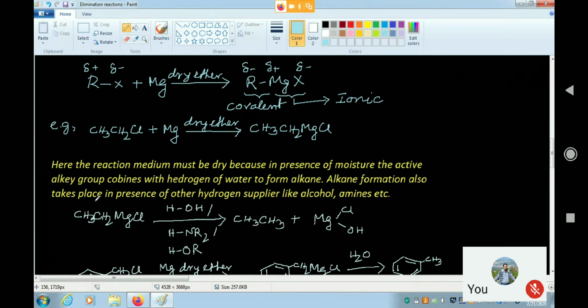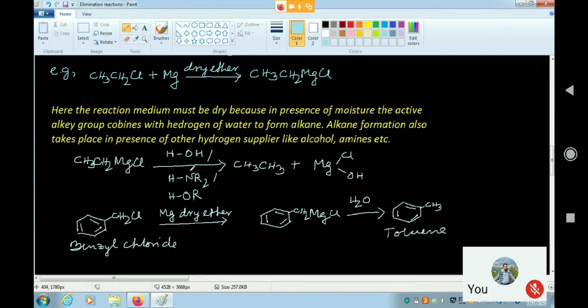The alkyl group will get hydrogen from the moisture, that is from water, to form an alkane. So instead of getting the Grignard reagent, we get the product as alkane. And there are some other compounds like amine, alcohol, that can also provide hydrogen so that we can get the alkane.